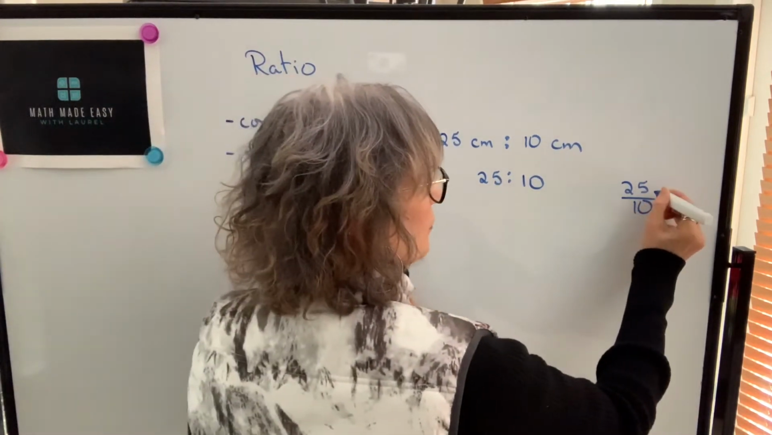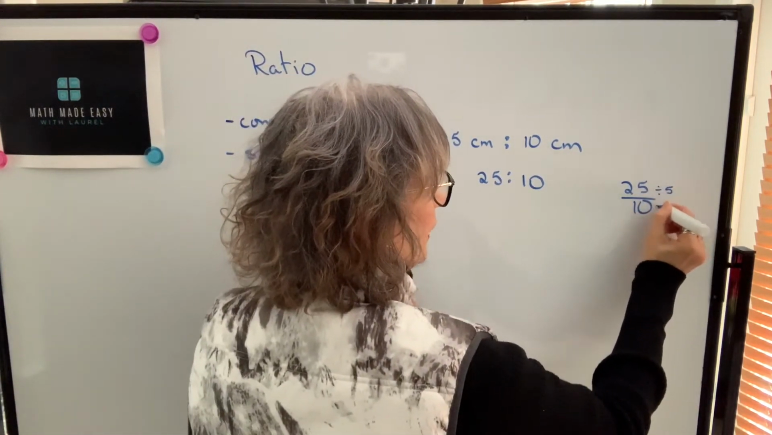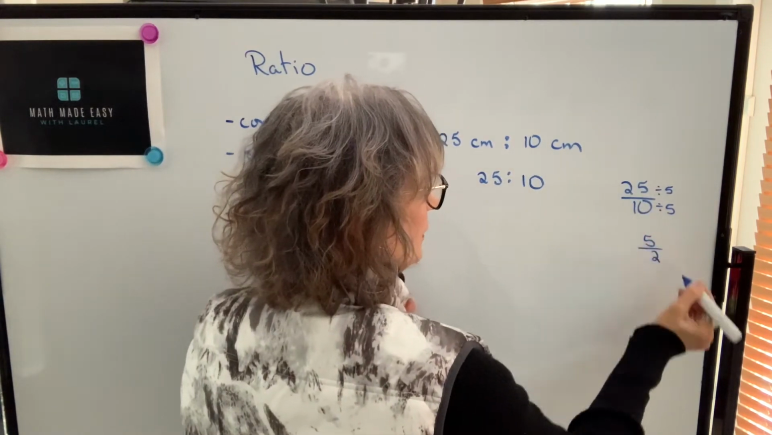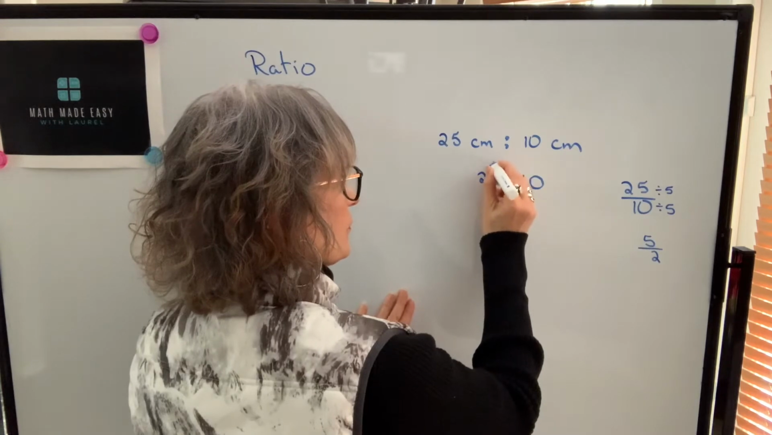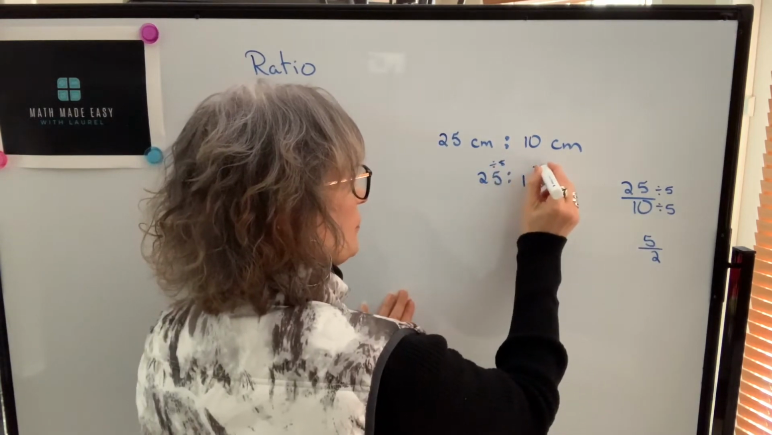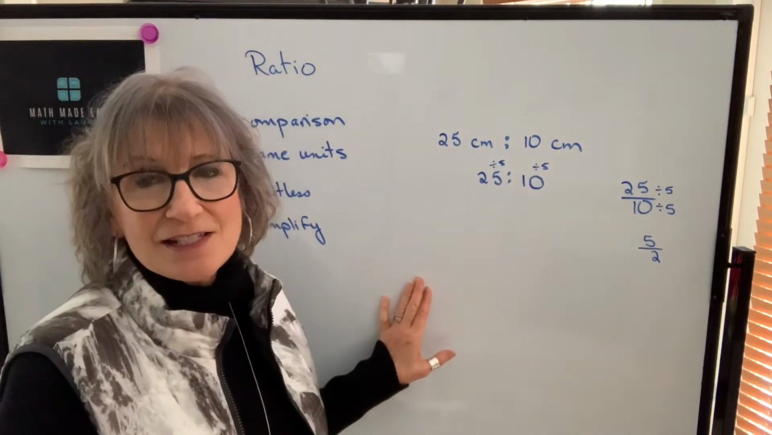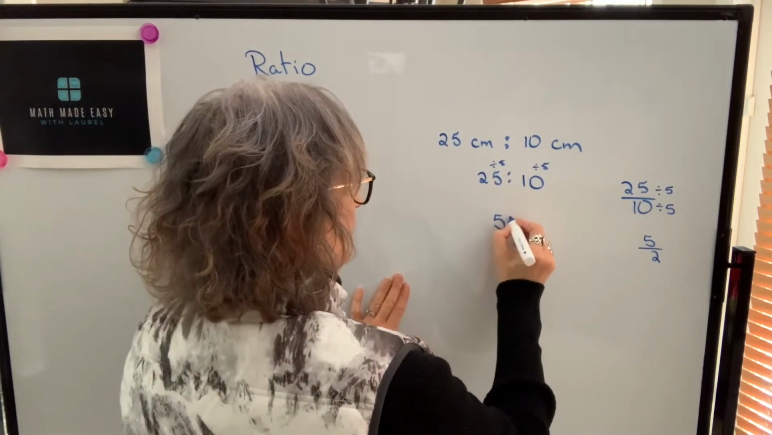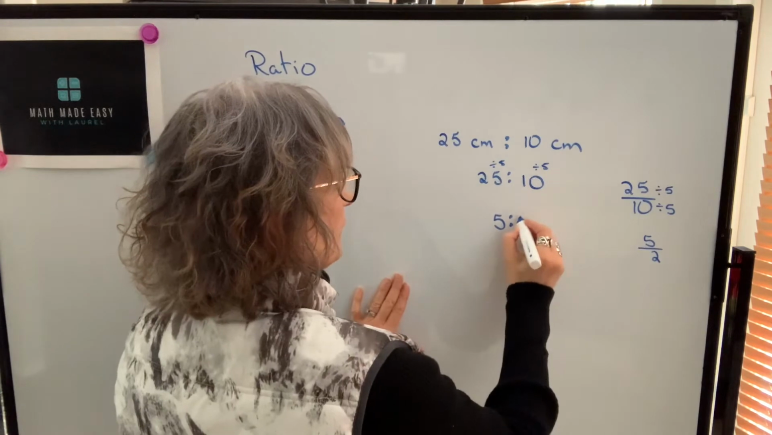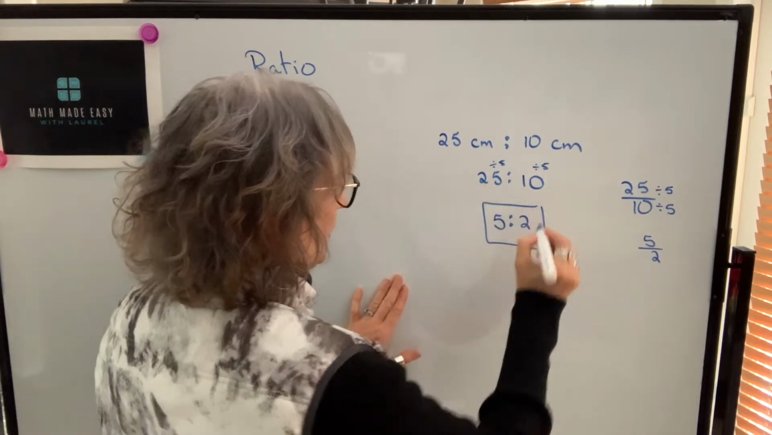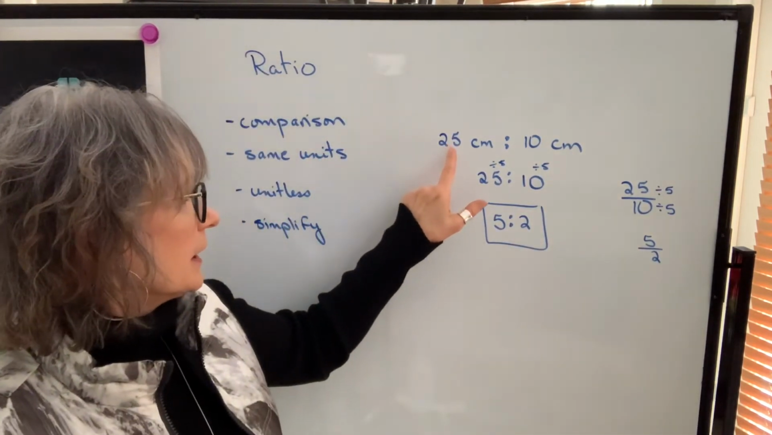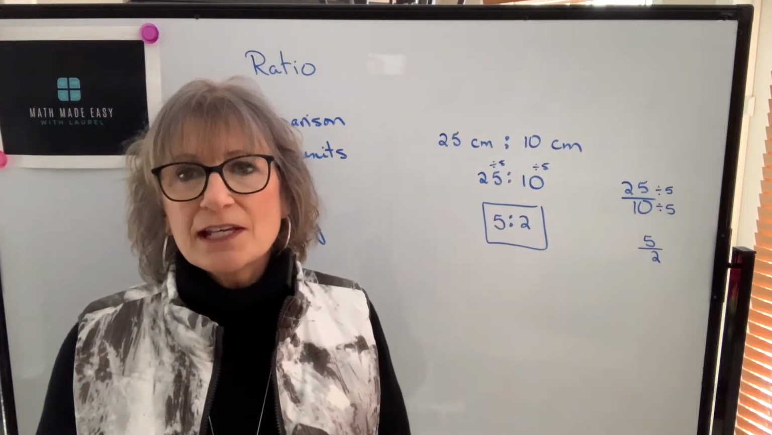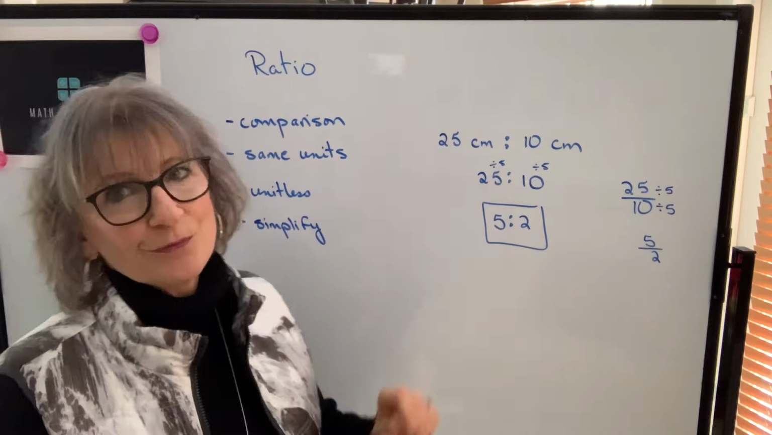Just like here, we could divide numerator and denominator by 5 and we would get a fraction of 5 over 2. We can do the same thing here. As long as we're dividing both numbers in the ratio by the same thing, it stays an equivalent ratio. So 25 divided by 5 is 5. 10 divided by 5 is 2. So if we were comparing a length of 25 centimeters to 10 centimeters, we would say that those lengths are in a ratio of 5 to 2.